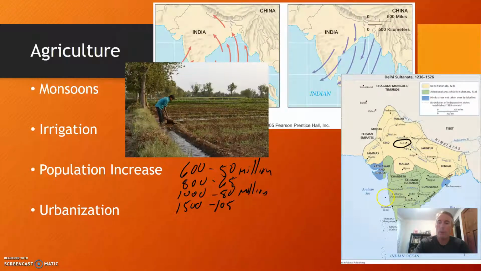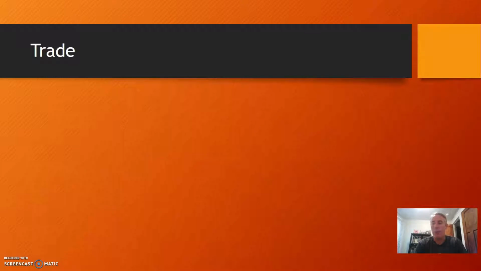And port cities as well, right? You got all of these cities that grow along the exterior because of all the merchants coming up and sitting in shops. A number of these cities had populations over 100,000. Now, speaking of port cities, that leads us into trade.